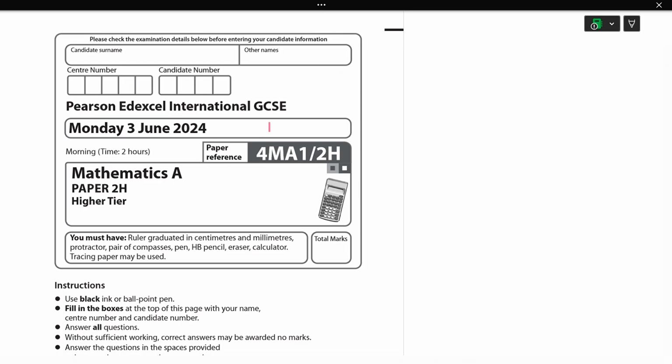Here is the 4MA1 2H June 2024 paper. So let's go for the first question.